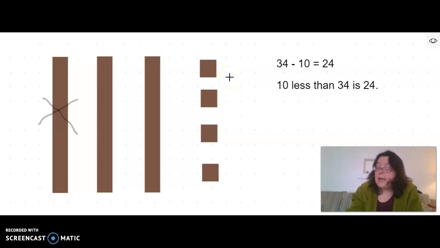I also have 2 videos about double-digit subtraction, with and without regrouping. When you are subtracting 2 two-digit numbers, your 10s and 1s can both change sometimes, and those videos will show you what I mean by that.